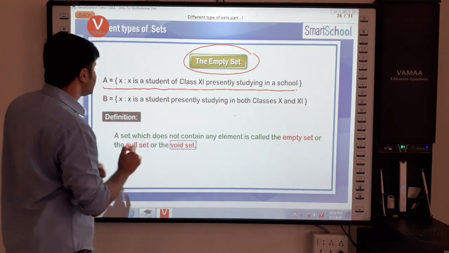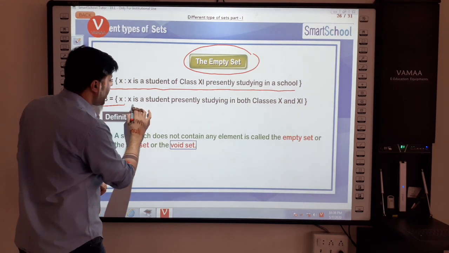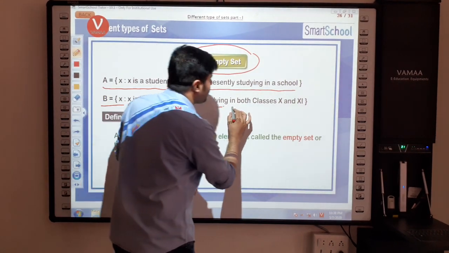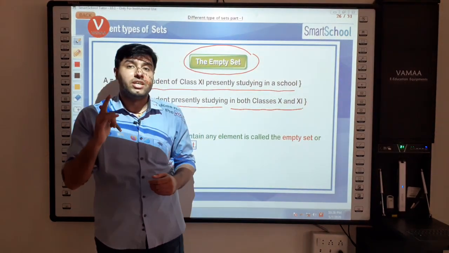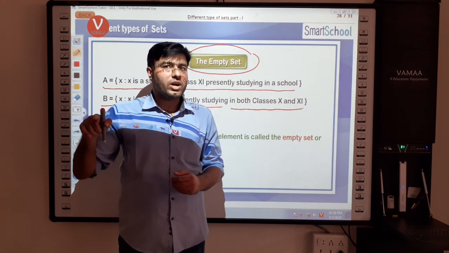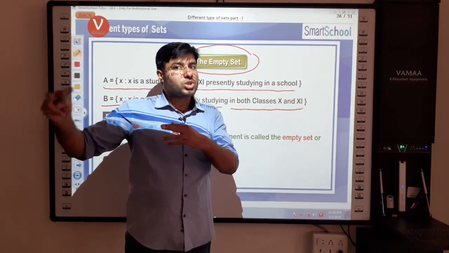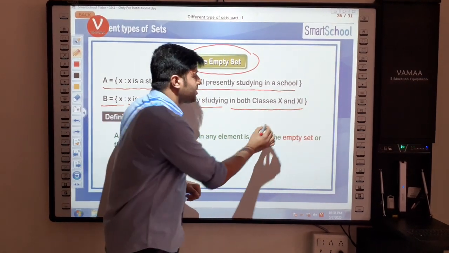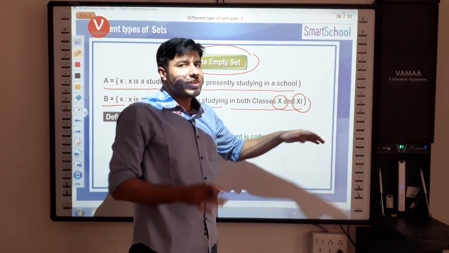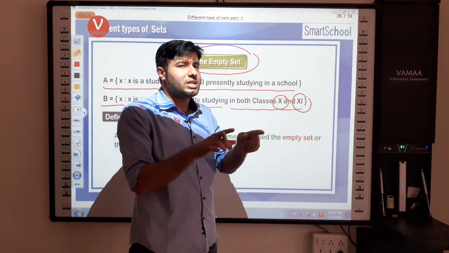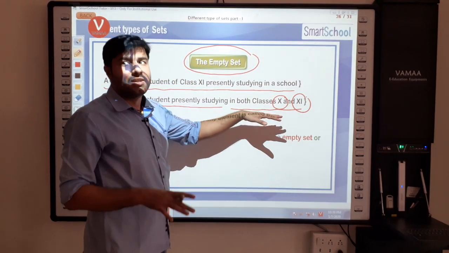But when we take the second example, that is set B, it is given as {x : x is a student presently studying in both class 10th and 11th}. As you know, one student can study in one class at one time. One student cannot study in both classes at the same time. It is not possible, which means the number of students who are studying in class 10th as well as in class 11th is 0. We will get the number of elements in this set as 0, which means this set will be considered an empty set.